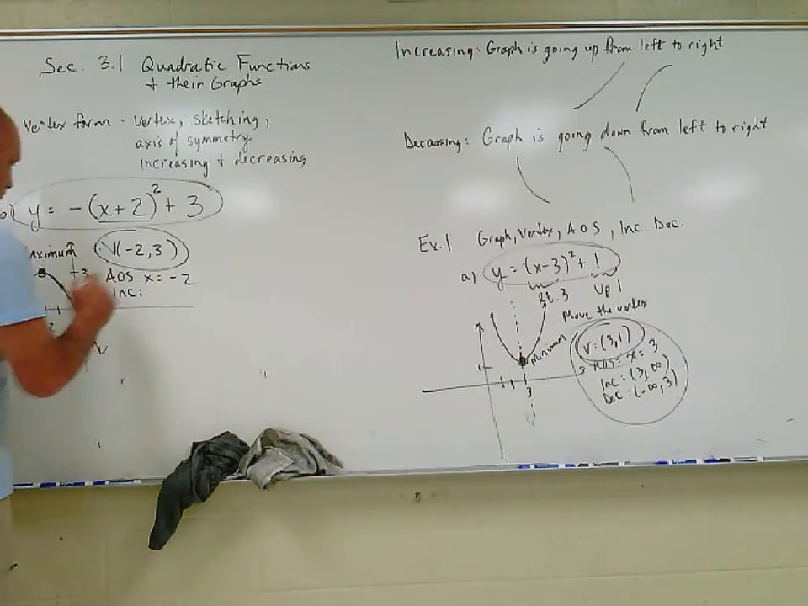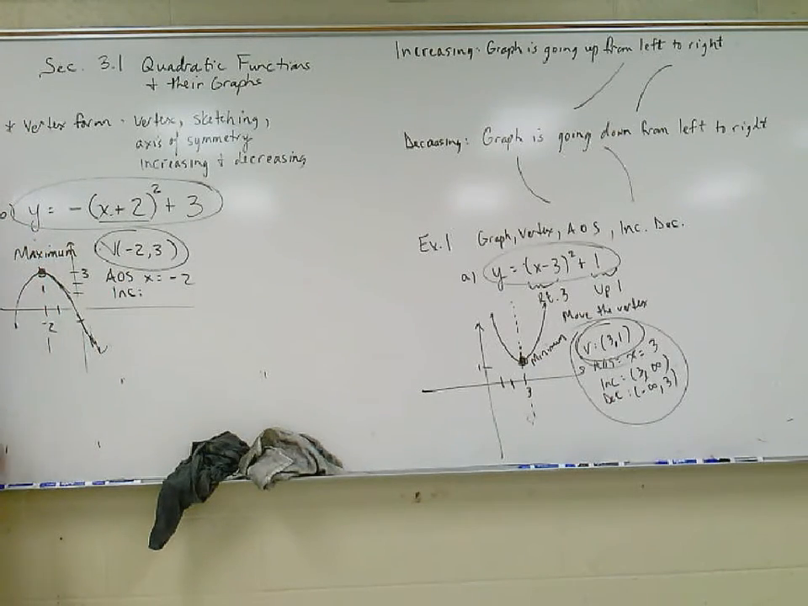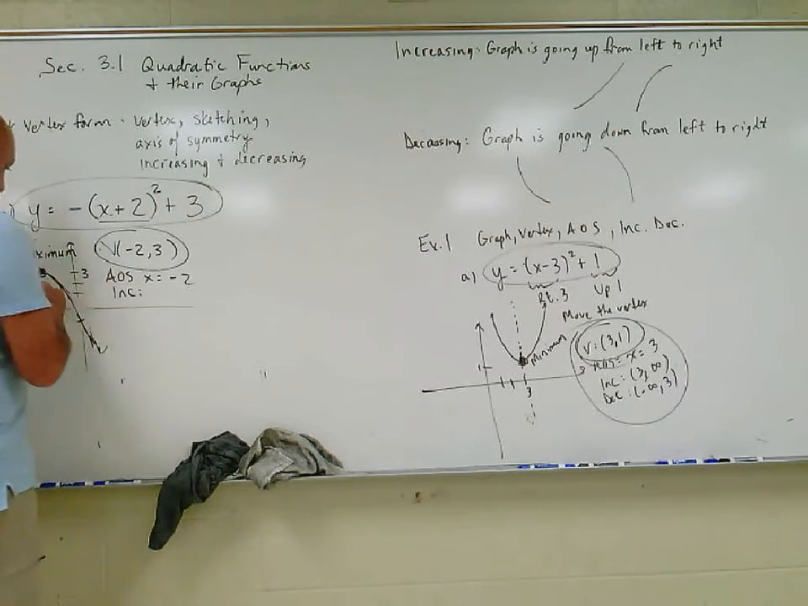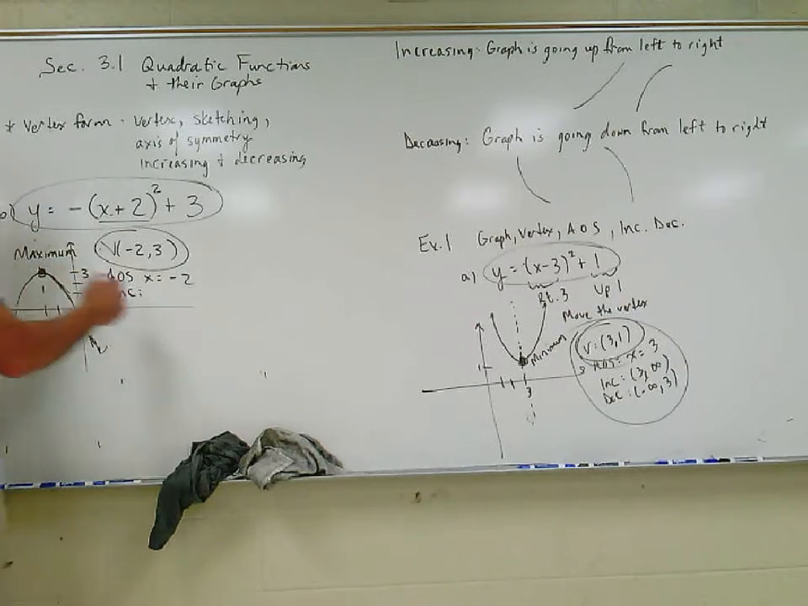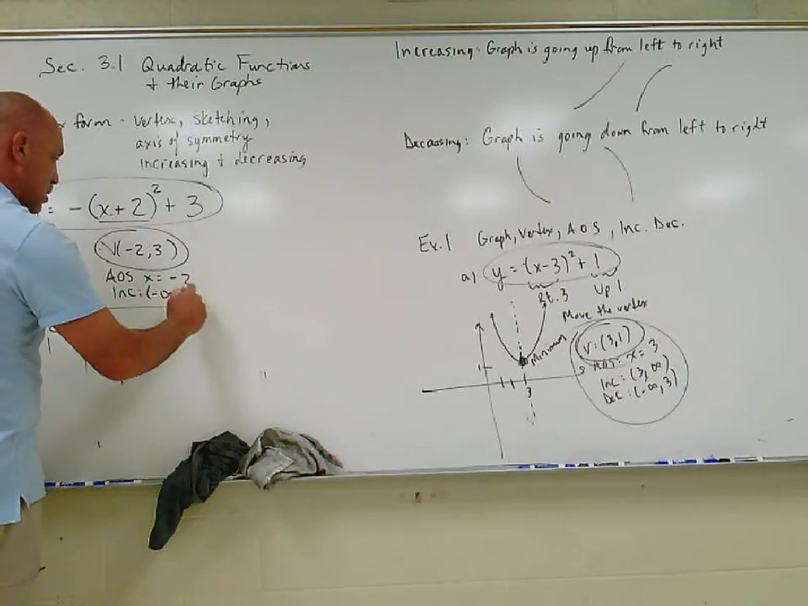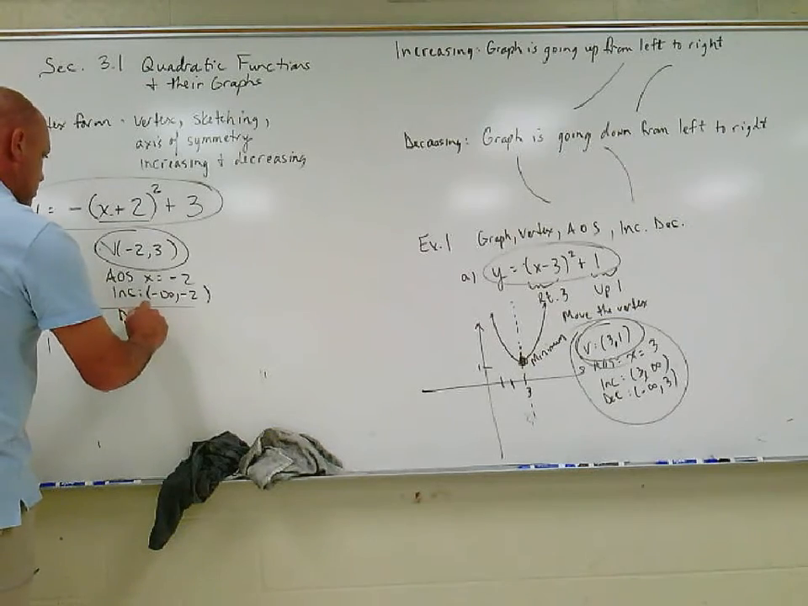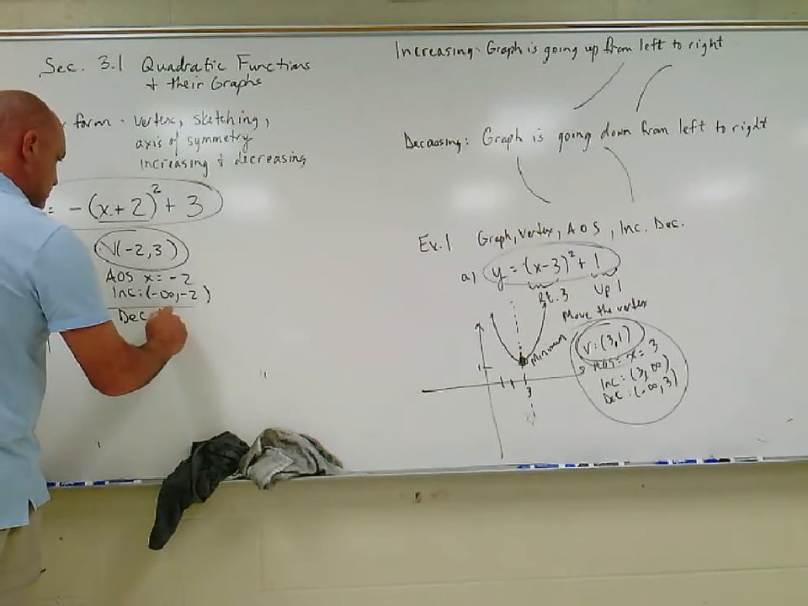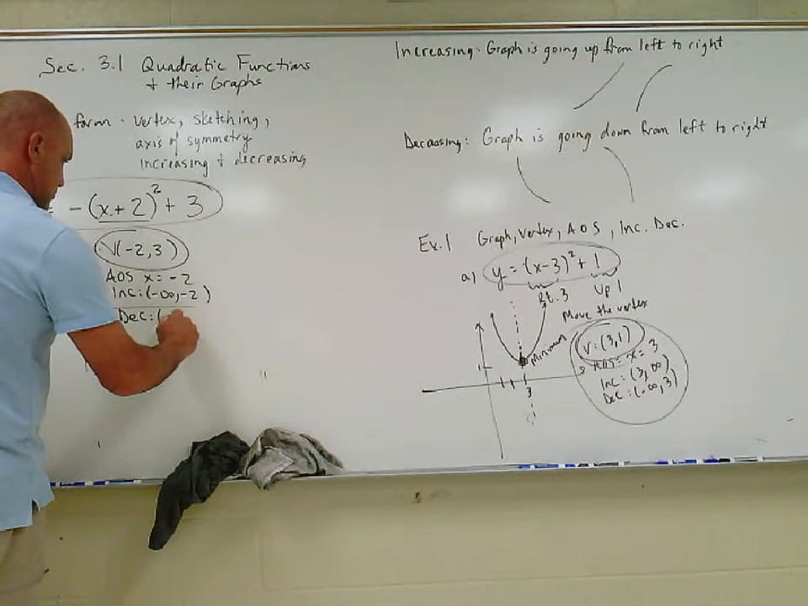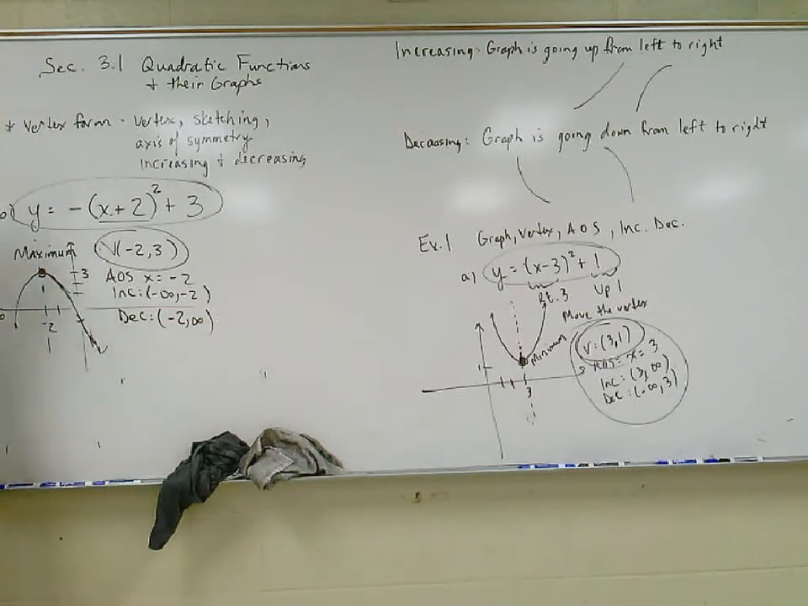Increasing on what interval? So now it's flipped. Negative infinity to -2. So it's going up from left to right, from negative infinity to -2. Remember, you always give the x's. You don't give y's on increasing and decreasing. And then decreasing would be what? -2 to infinity. Okay. All right.